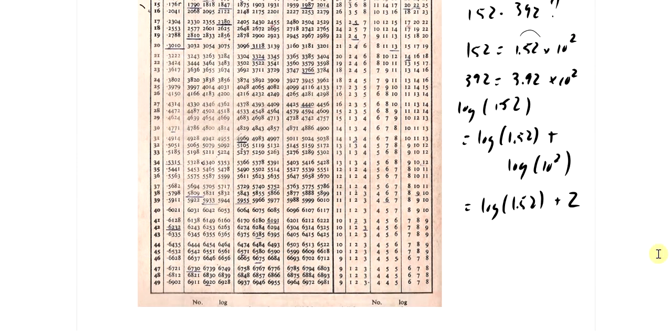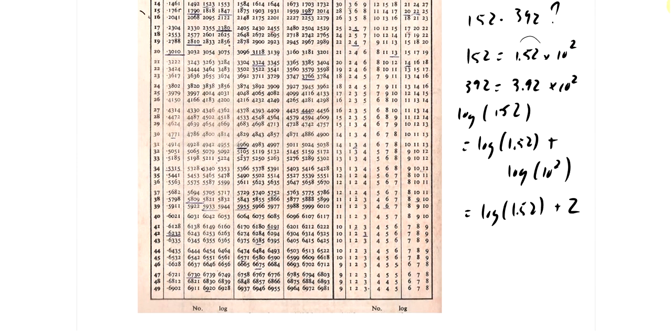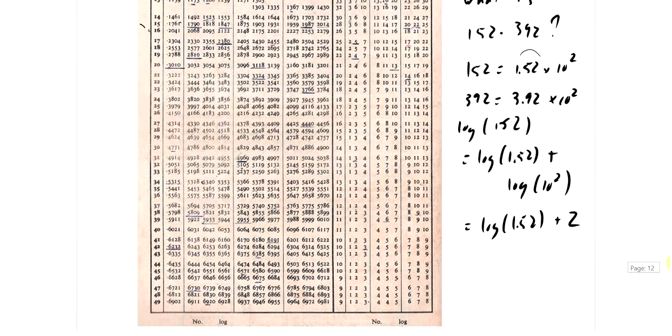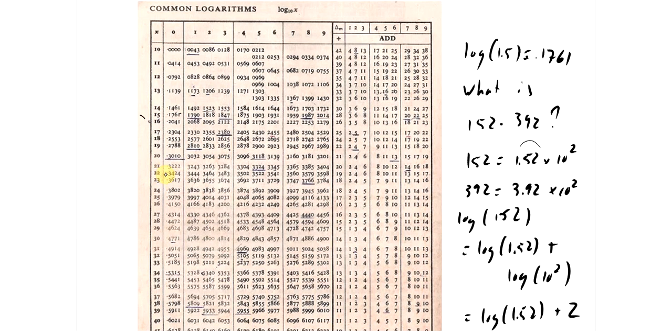And you can look that up. What's the log of 1.52? The log of 1.52, we go to 15. Let me scroll up a little bit here. Right. So there's our 15. And we go over here. So this is 1.52 is 0.1818.